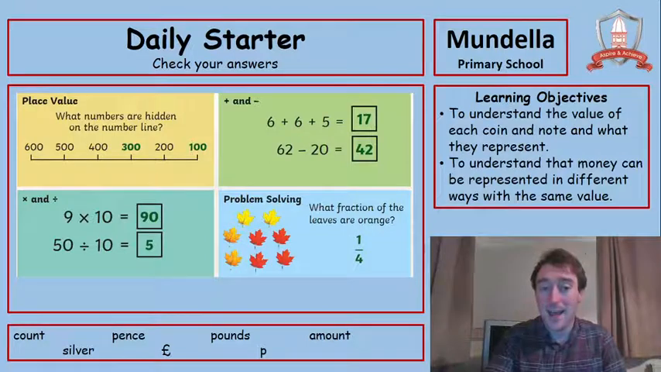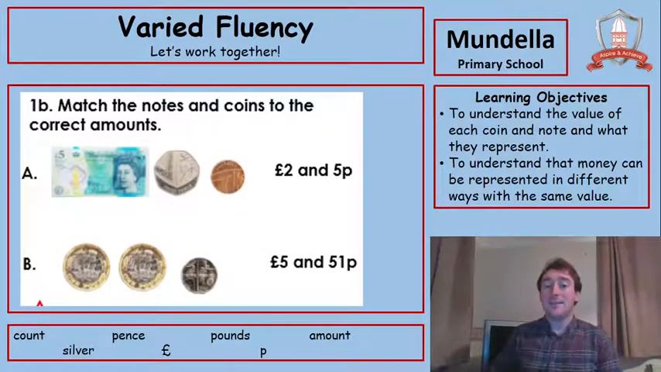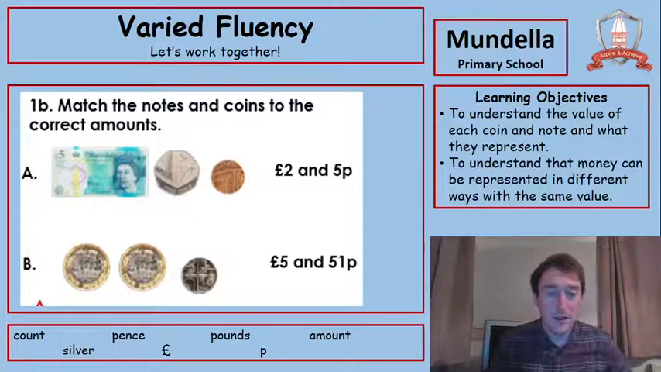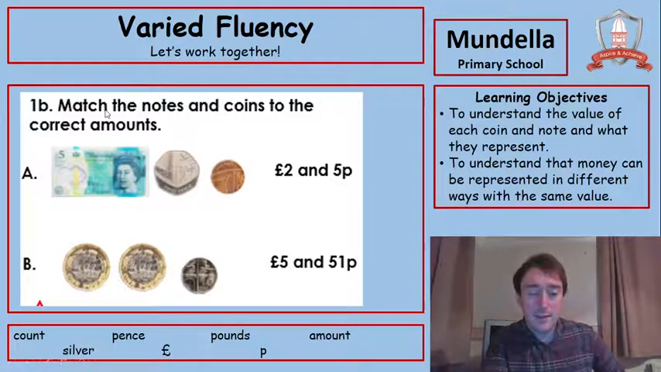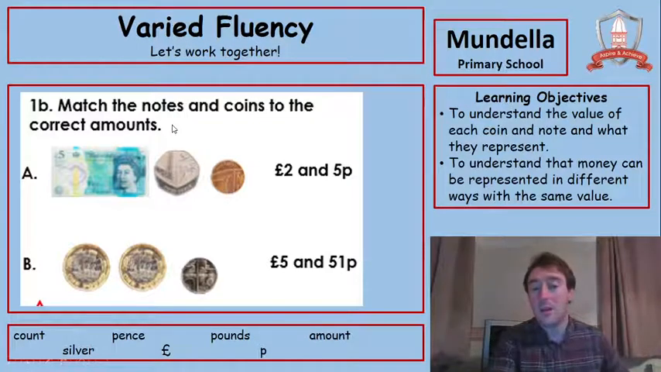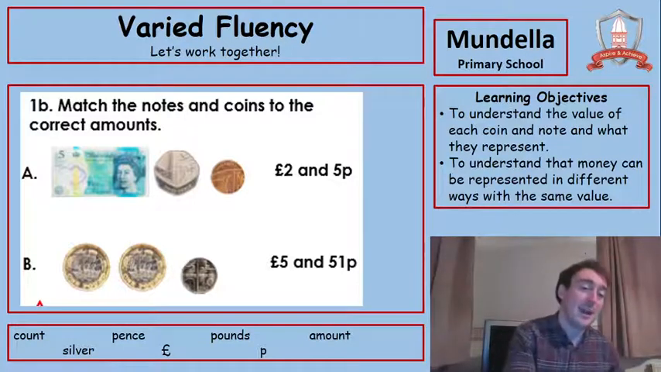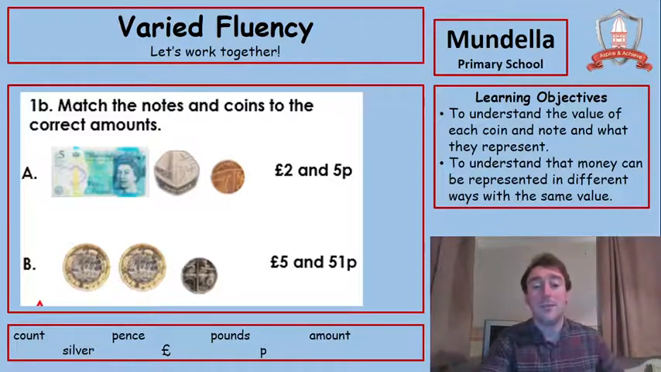Okay, let's look at what we're doing. Let's work together on some fluency then. So I will have to tell you what these coins are because the pictures are a little bit blurry, aren't they? So A, it says we need to match the notes and coins to the correct amount. So this time we're going to use notes and coins together. They'll be mixed, not just the same coins adding and counting on, but mixed different amounts.